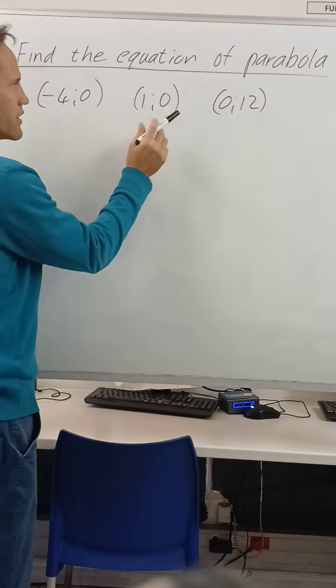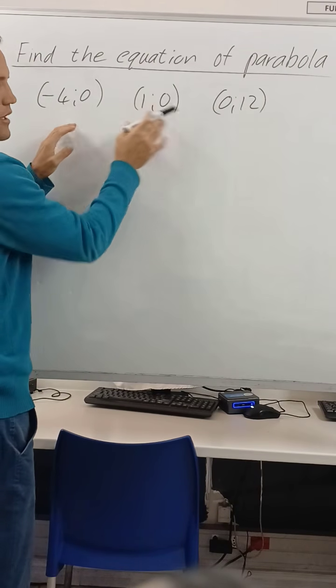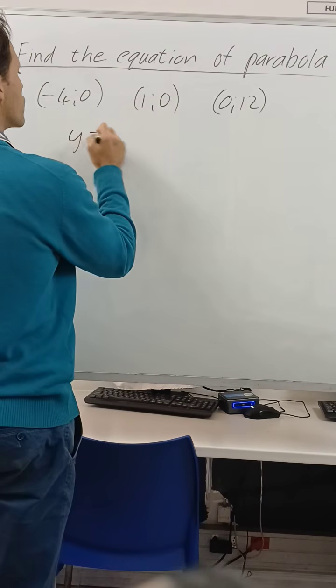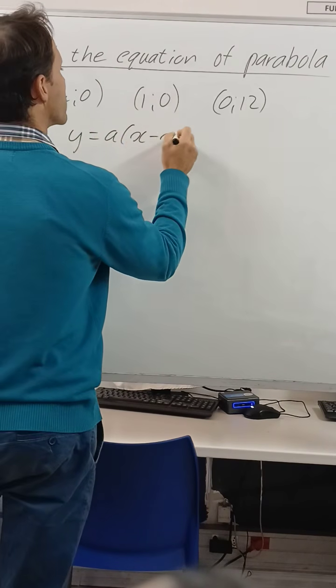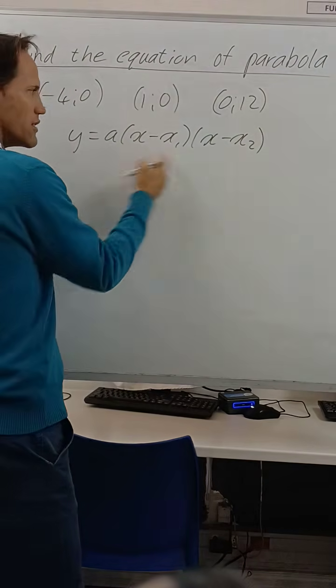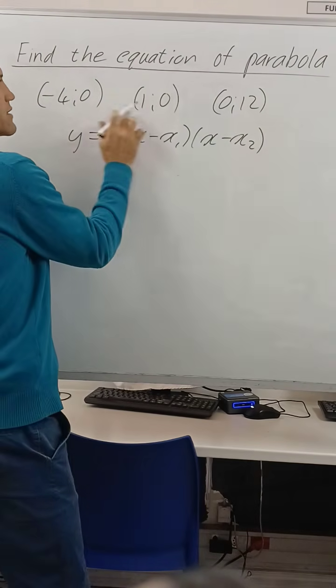(-4, 0), (1, 0). That means we got the x-intercepts, so we can use the x-intercept form. We can say y equal to a(x - x1)(x - x2). I can use this equation because I've got my x-intercepts.